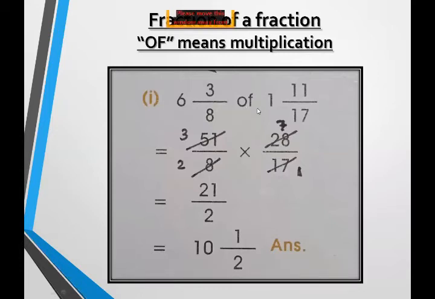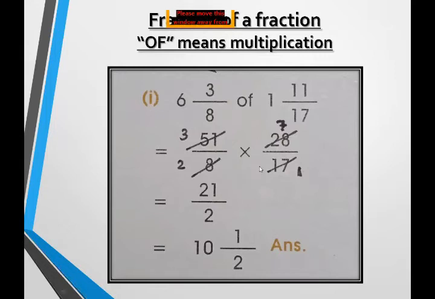Now convert this "of" into multiply. Now 17 times 1 becomes 17, plus 11 becomes 28 over 17. Now the complete mixed fraction has been changed into a common fraction. Now simple, if you want to take the product of both numerators, it's up to you. Otherwise, if you want to do cancellation in this step, you can do cancellation.